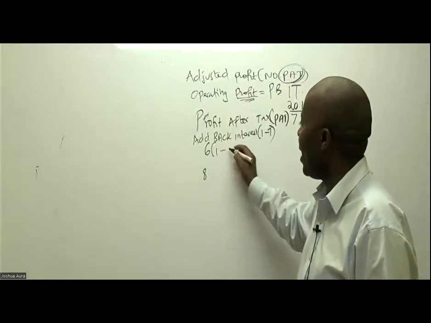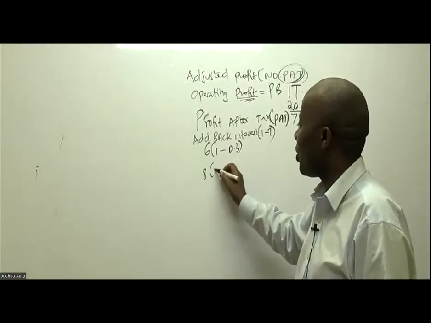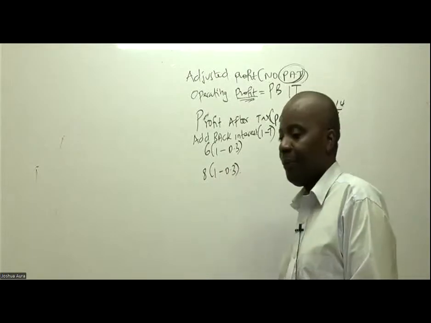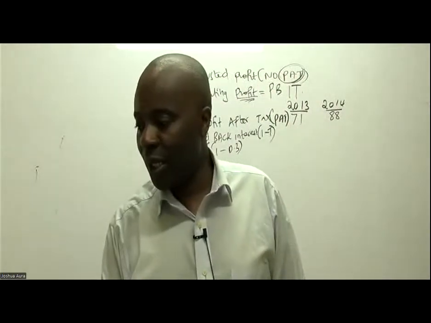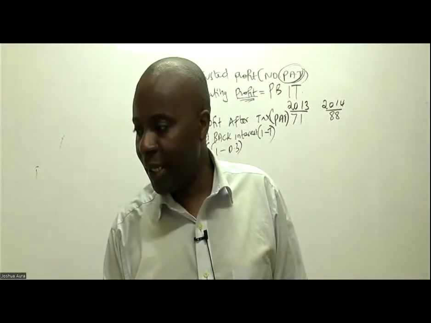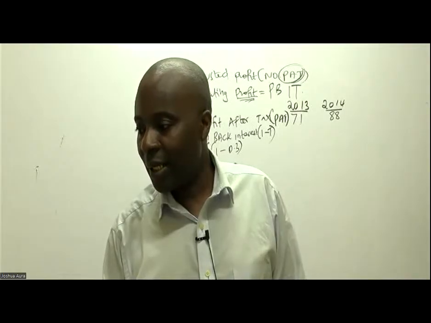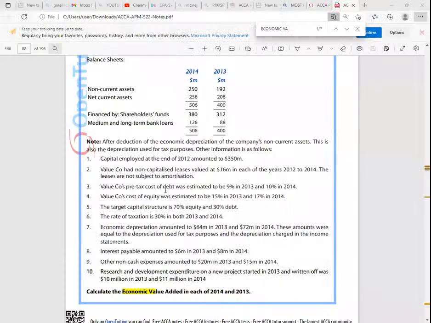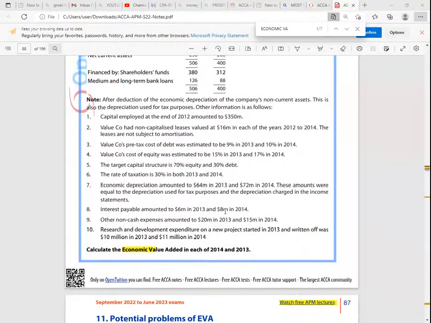So 1 minus the tax. The tax you're given in this question is 30%. Is there somebody who is able to see the figure of tax? It must be somewhere here. Tax rate, note number 6, 30% in both 2013 and 2014.